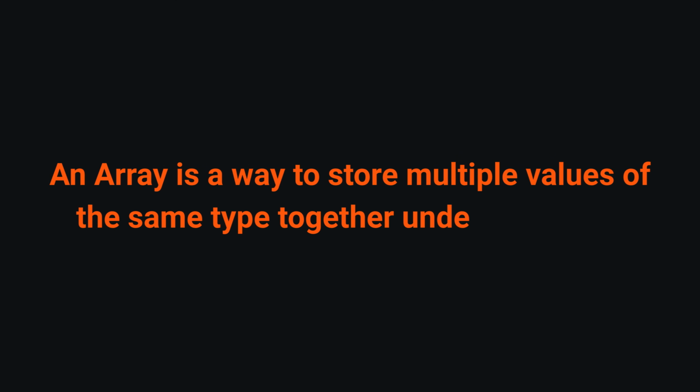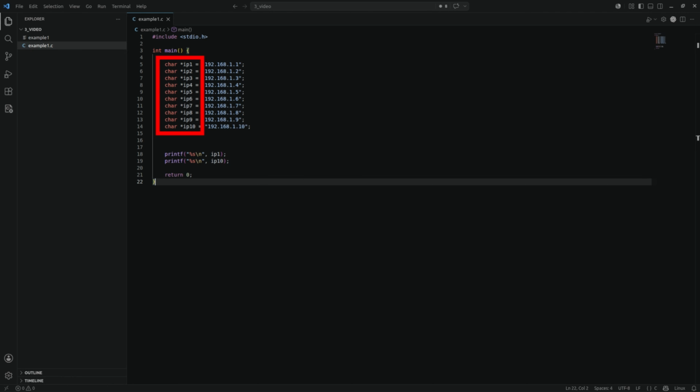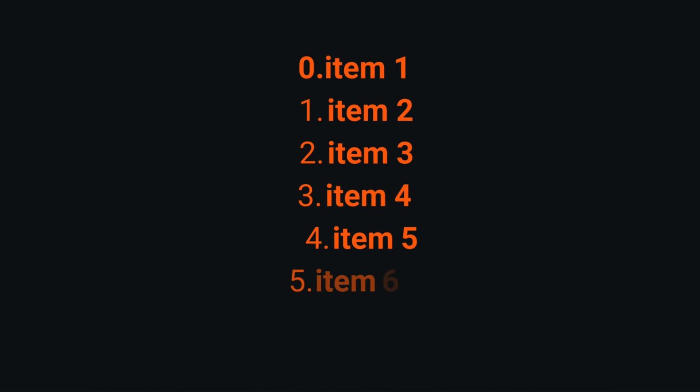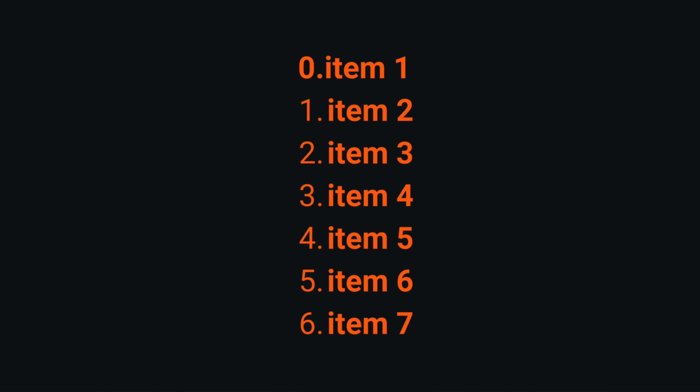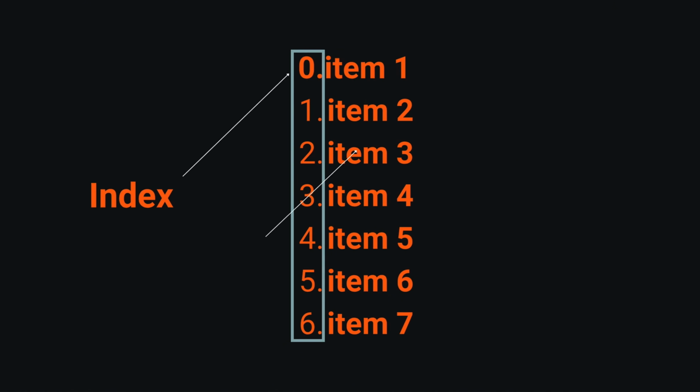An array is a way to store multiple values of the same type together under one name. So, instead of creating 10 separate variables, you can create one array that holds 10 values. You can think of it like a numbered list. Each item has a position. So, the first item has position 0, the second item has position 1, and so on. That position is called an index. The index is how you access a specific item inside the array.